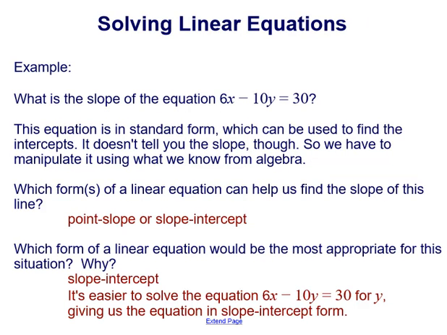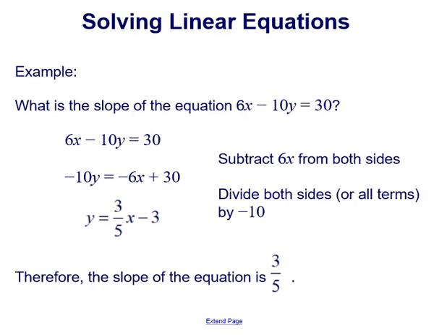Well, the forms of a linear equation that help us find the slope of a line right away are point slope or slope intercept. It's right in their names. But for this situation, we're going to want to go to slope intercept because it's easier to solve the equation that's given, 6x minus 10y equals 30, for y. And that would automatically give us the equation in slope intercept form to see the slope. So let's do that now.